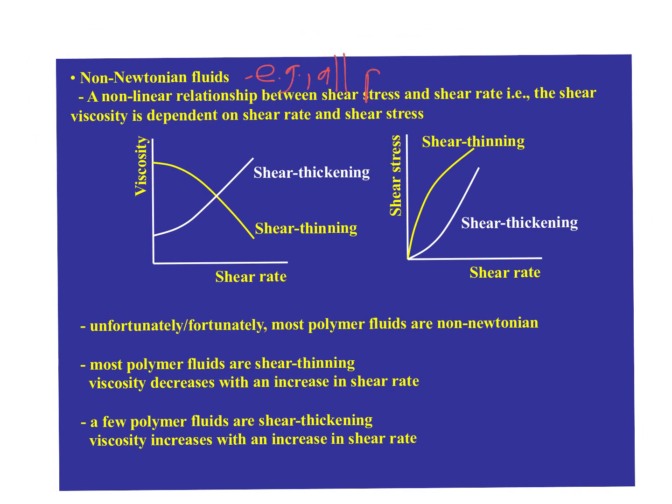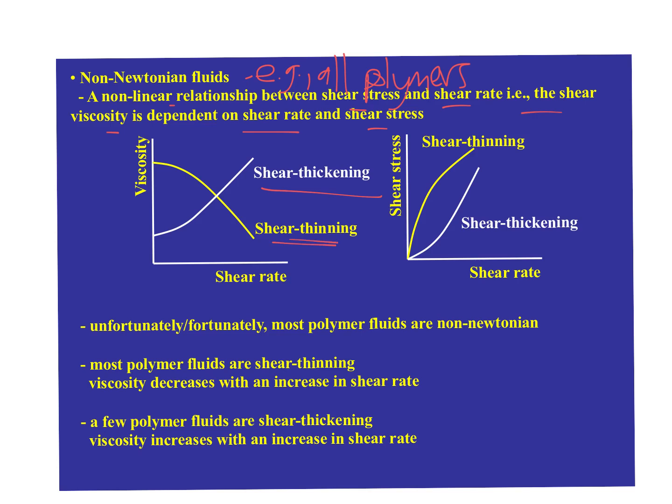All polymers have a nonlinear relationship in shear stress and shear rate, i.e. the shear viscosity is dependent on the shear rate and the shear stress. We have two potentials. We have shear thickening, where the viscosity goes up as a consequence of an increased shear rate, and we also have shear thinning with polymers. We can have both with these plastic systems.